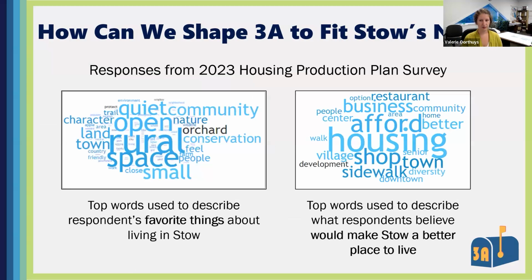So we can also take a look through the housing production plan survey and just see what residents are hoping for. On the left, we have the top words used to describe favorite things about living in Stow. So we're seeing rural, open space, community, friendly, but it's small. And the top words used to describe what residents believe would make Stow a better place to live: affordability, more housing, village, sidewalks, businesses, restaurants.